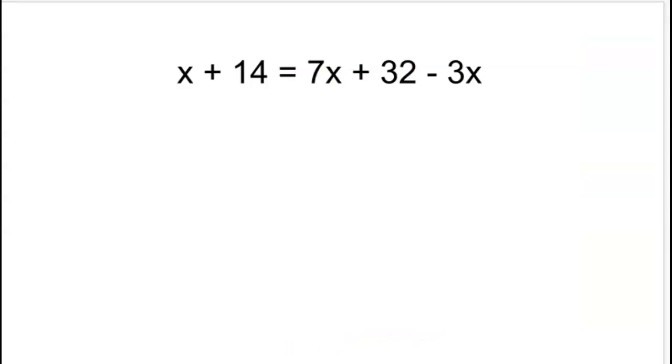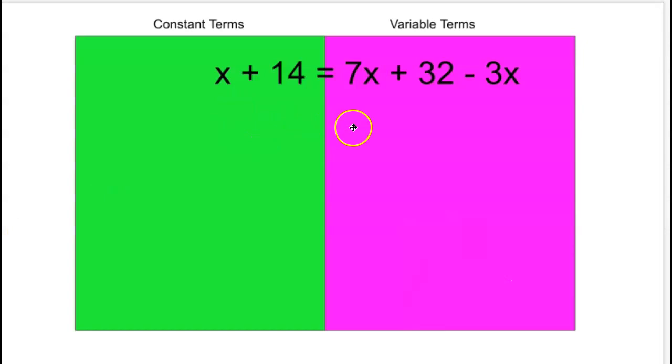Okay, we're going to do one last example. This is another one where we're going to have to combine some like terms. So let's go ahead and look at our colors. Now I do have the colors on opposite sides this time because we're going to combine our variables on the right side and our constants on the left side, and we'll go over why we're going to do that in a little bit.